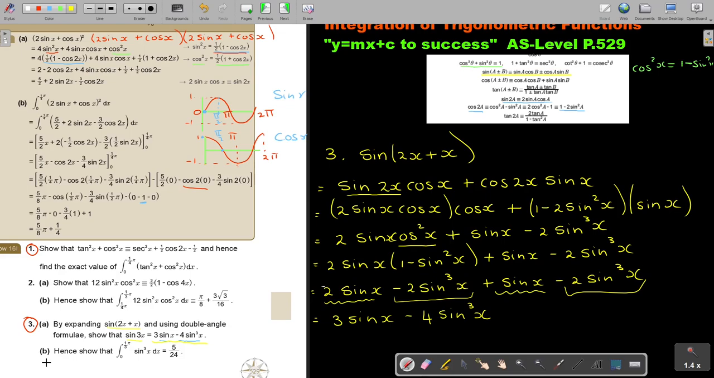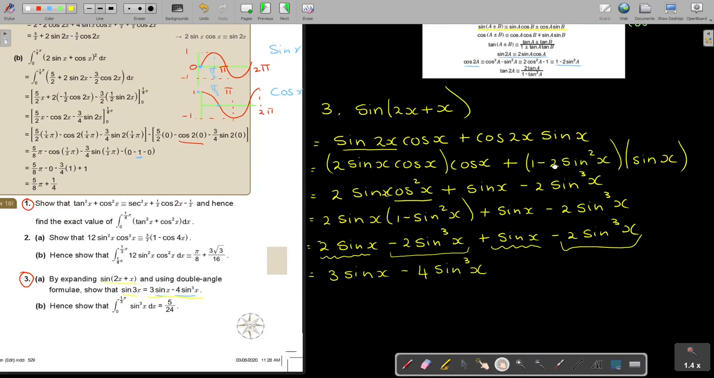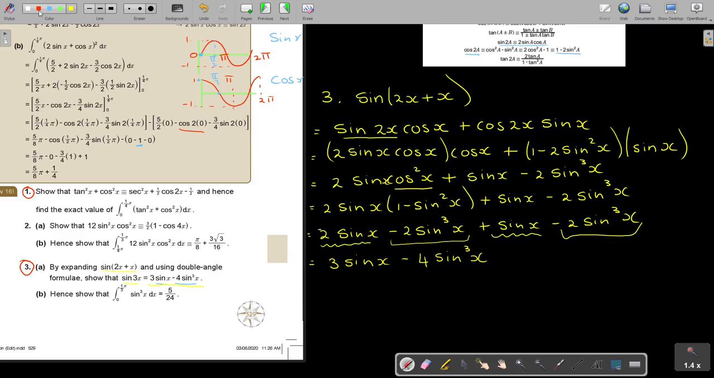But now, be careful with B. If you start with B, this is the reason why they said sin 3x was equal to this, but was also equal to this. So let's start with B, saying sin 3x is equal to the statement I got there, 3 sin x minus 4 sin cubed x.